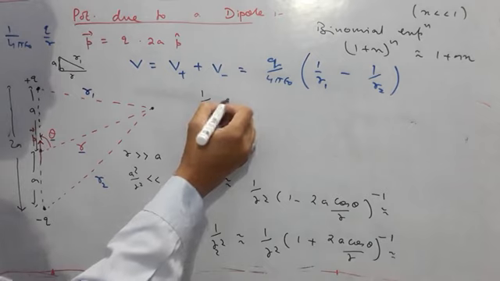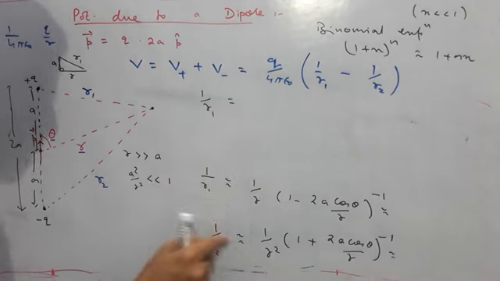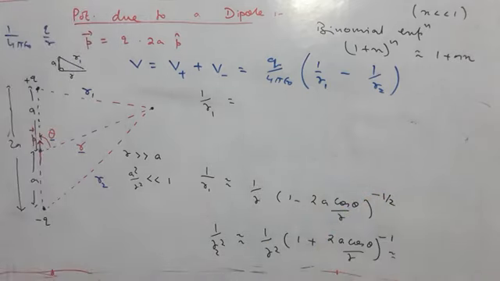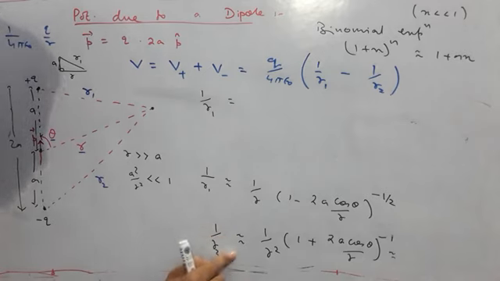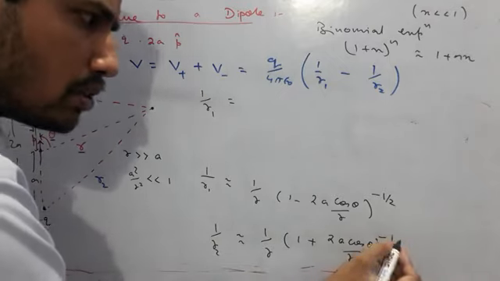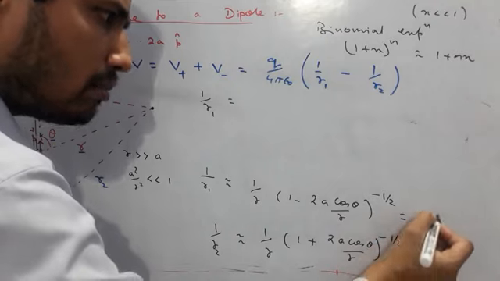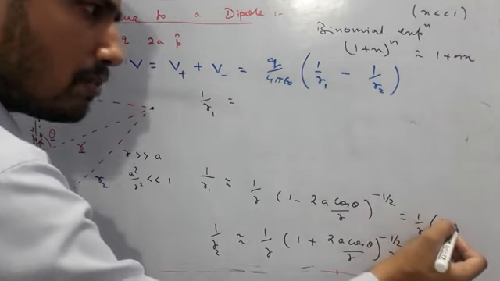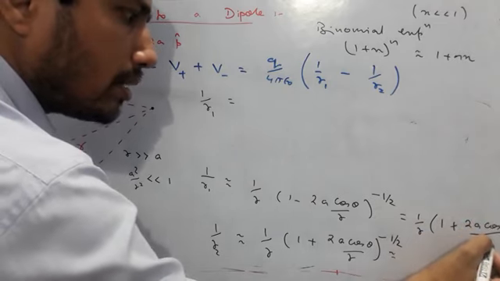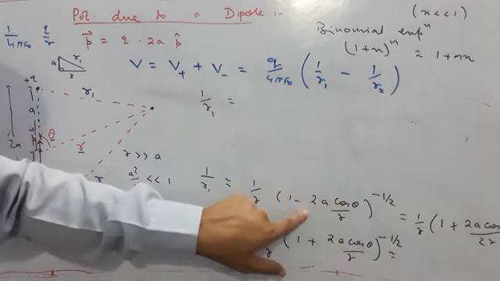So 1 by r1 will be how much, students? I am doing it here itself. 1 by r1 will become 1 by r, and this is to the power half. Power half means this will become minus half. Here we take the square root, so this becomes r2, this becomes r, and power half. Now we shall use the binomial expansion, so this becomes 1 by R times 1 minus, and minus becomes plus, 2a cos theta upon 2R. Is it clear? We are multiplying half with minus half, so 2 will cancel.